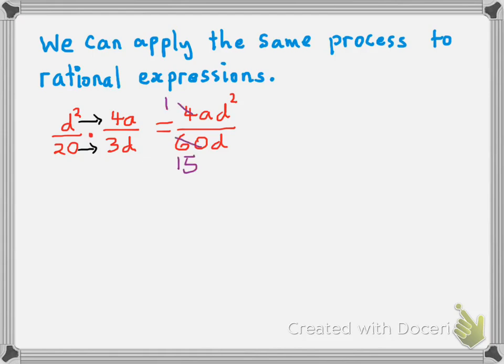If we simplify this, 4 is a common factor of 4 and 60. So 4 divided by 4 is 1, and 60 divided by 4 is 15. And then you have d and d squared. D will divide itself once and it will divide into d squared, so you take out one d, and there's a d left over. If you rewrite this, you will just have 1 times a times d, so you have ad over 15 times 1, which is 15.